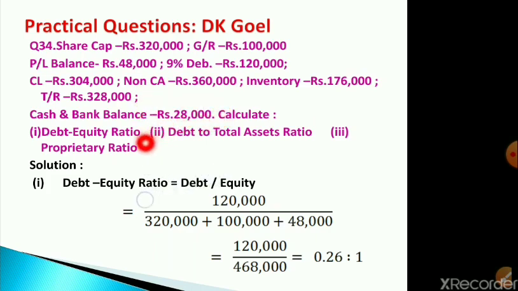So first we have to find debt equity ratio, and the formula is debt by equity. In the question we can find that there is only one debt, which is 9% debenture of 1,20,000. In the equity we will have share capital of 3,20,000, general reserve 1 lakh, and profit and loss balance rupees 48,000. The total of debt is 1,20,000. Total of equity is 4,68,000. That is equal to 0.26 is to 1.